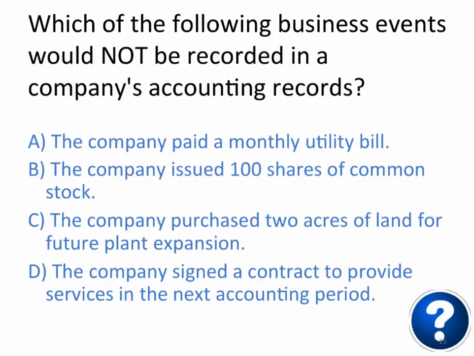Okay, so now, which of the following business events would not be recorded in a company's accounting records? So we're looking for the event that is not a transaction. A, the company paid a monthly utility bill. B, the company issued 100 shares of common stock. C, the company purchased 2 acres of land for a future plant expansion. D, the company signed a contract to provide services in the next accounting period.